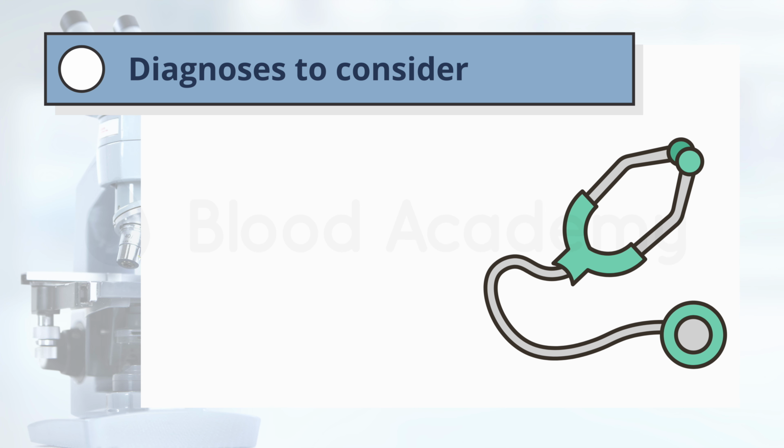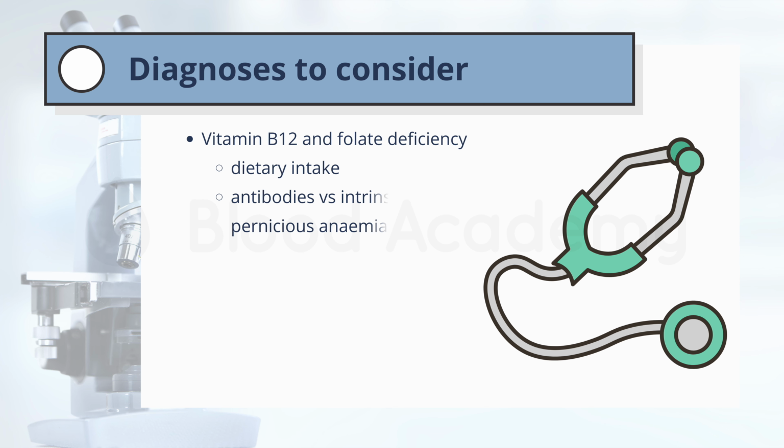What other diagnoses should be considered? And if considering a diagnosis of megaloblastic anemia, what other clinical features should be considered? Well, vitamin B12 and folate deficiencies are often due to inadequate dietary intake. Rarely, autoantibodies directed against intrinsic factor can form. Intrinsic factor is a key component in the absorption of vitamin B12 in the small intestine. This is known as pernicious anemia.